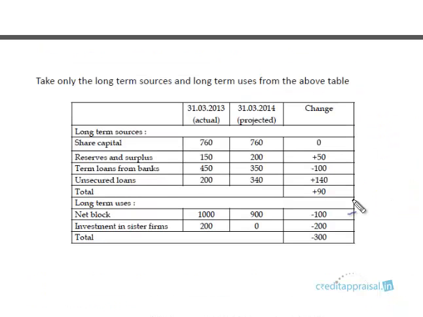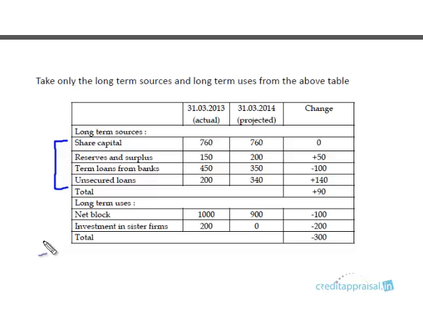So what you need to do is you find out all the long-term sources. You break up your long-term sources. What are all the long-term sources? What are long-term sources? These are sources of funds which need not be paid within the next year. These are not current liabilities, okay? These are long-term liabilities. So what could be long-term sources?